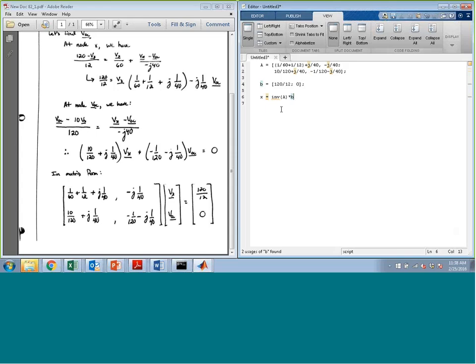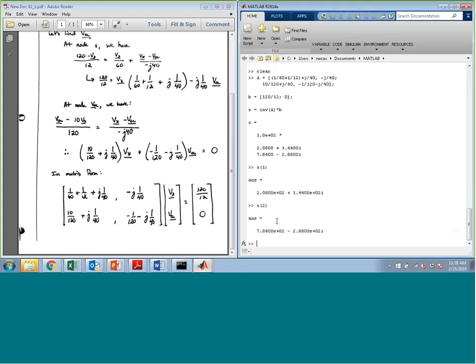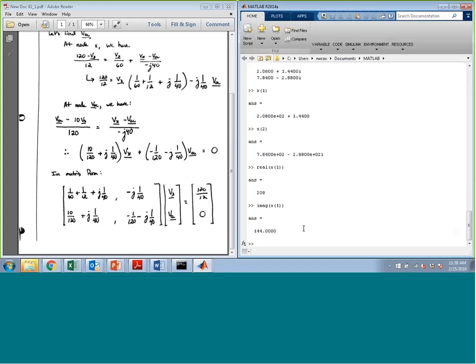And then I can do, if I want to, various operations. Let's say I want to see the real part of x of 1 or the imaginary part of x of 1, or the magnitude. I say abs, the absolute value of x of 1, and that gives 252.98 volts.